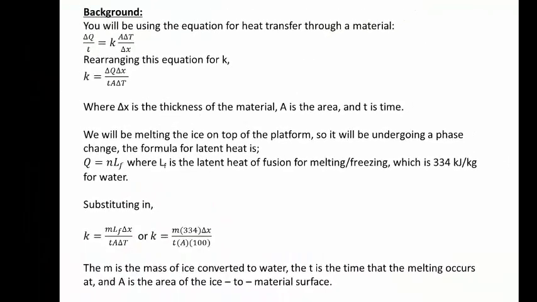So we're going to be using this equation, delta Q over t equals kA delta T over delta x. Rearranging it, we're going to solve for k. Let me show it rearranged there. This delta x is the thickness of the material, and you're going to have to measure that. So that has to be measured in the lab.